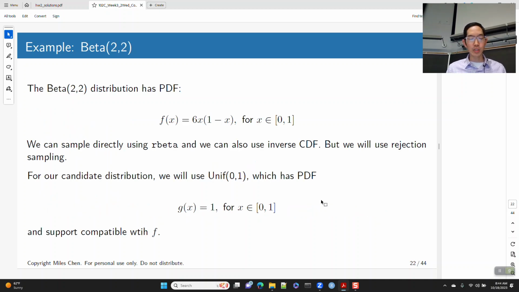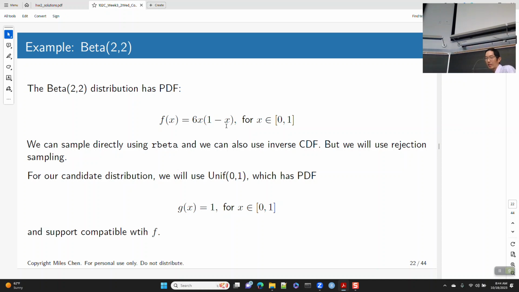So what we're going to do is try to generate values from the beta distribution, 2, 2, which has this PDF. The PDF for beta 2, 2 is 6x times (1 minus x). When you multiply that out, you get a quadratic. And so the PDF for a beta(2, 2) distribution is basically an upside down parabola that looks like that, okay?